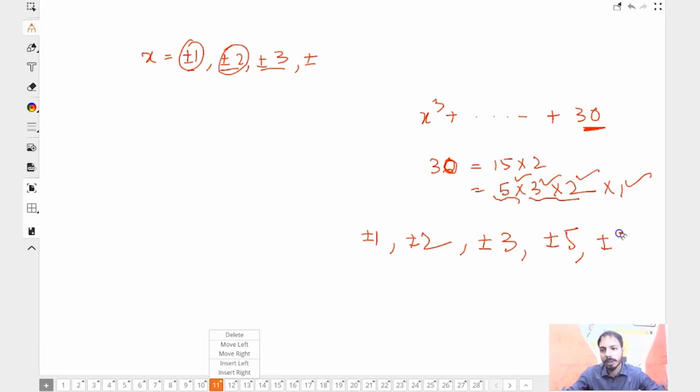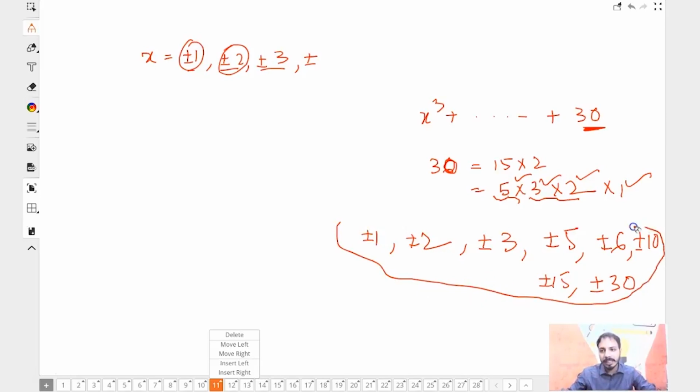So you need to check for plus minus 6. Then you need to check for 5 and 2, that is plus minus 10. And then you need to check for the combination of 5 and 3, that is 5 times 3, 15, that means plus minus 15. And then you need to check for the combination of the whole, that means plus minus 30. So these are the techniques which you can use to find out the factors by the hit and trial method.